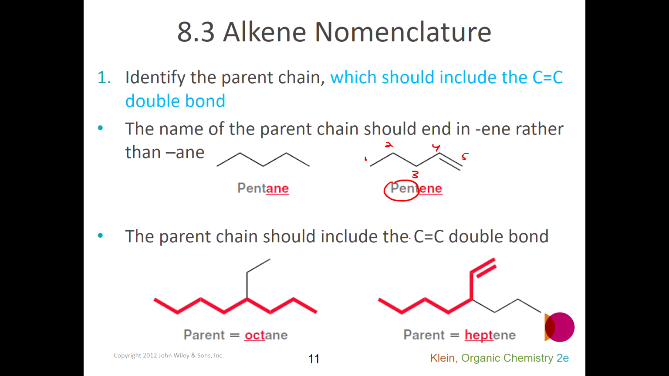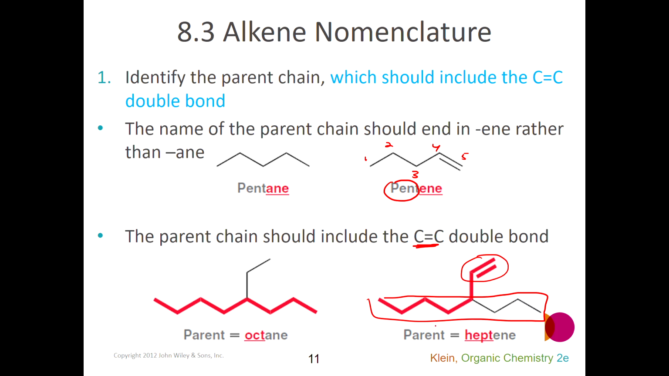I do have to make sure that the double bond is included in my parent chain. There are exceptions to that, but we're going to probably exclusively look at molecules where you can actually put the double bond into the parent chain. So do that pretty much every time. That means even though I can find an 8 carbon chain here, I don't want that to be my parent chain. Instead, I'll go with the 7 carbon chain that includes the double bond and make that my parent chain.